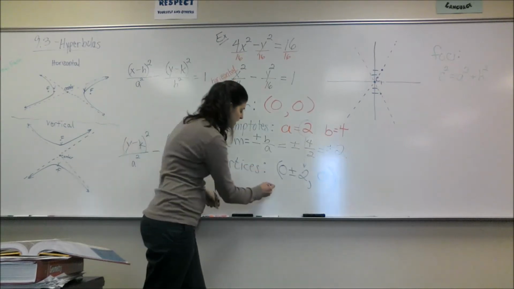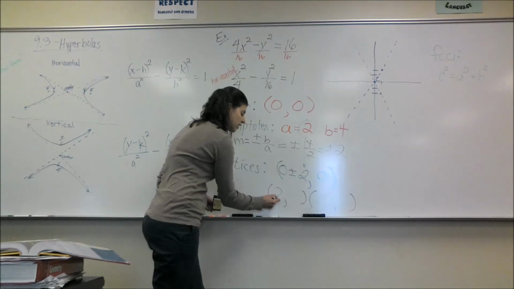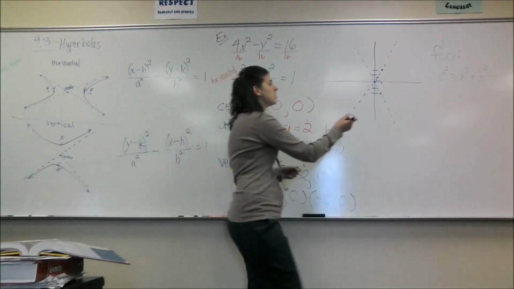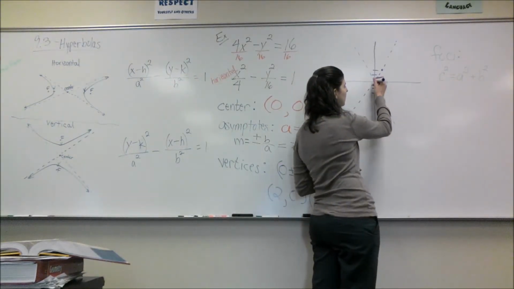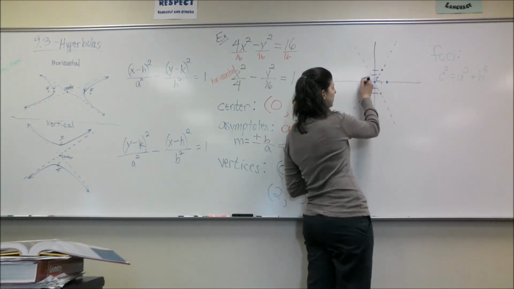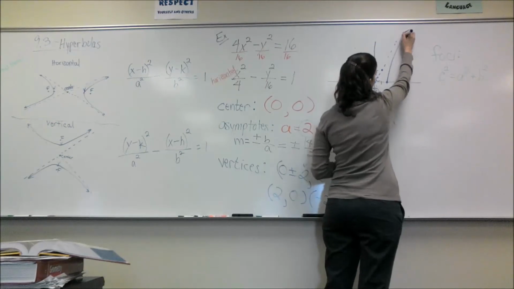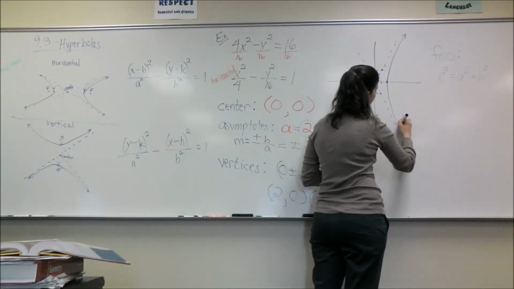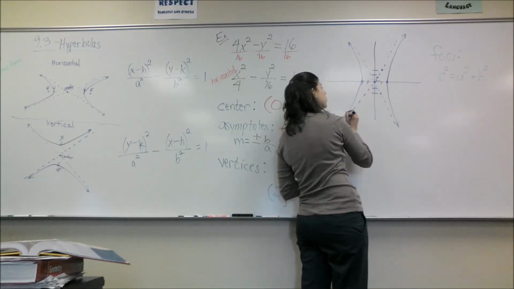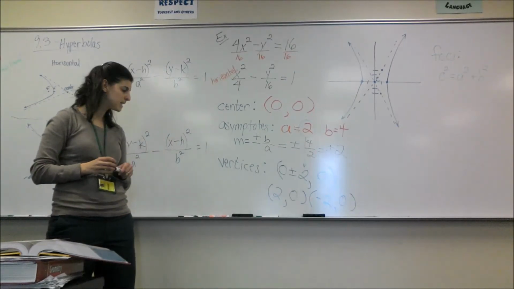So my vertices are going to be what? 2 ordered pairs. Yes, 2, 0, and negative 2, 0. Let's plot those. 2, 0, and negative 2, 0. And then to draw my hyperbolas, I just go very close to my asymptotes from my vertices. Again, make them as symmetric as possible.